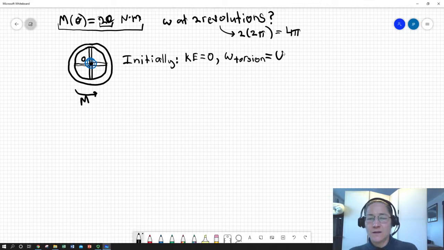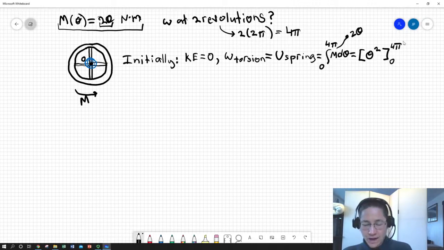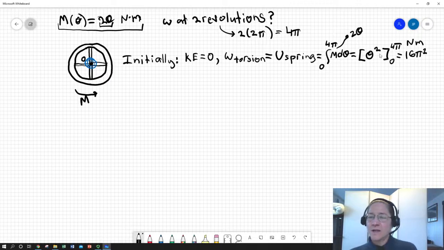and we'll call it our work of torsion, our spring, which is going to be equal to kind of a spring energy. We'll call it U spring, because it's that spring that's giving us the moment. This is a fairly easy integral, but the work that's done on the spring by turning it is going to be that moment expression times d theta, from theta equals 0 to theta equals 4 pi. So that equals the integral of theta squared, because remember M was 2 theta, so if we take the first derivative of theta squared, we get 2 theta. So this is going to be evaluated from 0 to 4 pi, and that gives us 16 pi squared in Newton meters. So it's not moving, but it has 16 pi squared Newton meters of spring energy in its initial state.